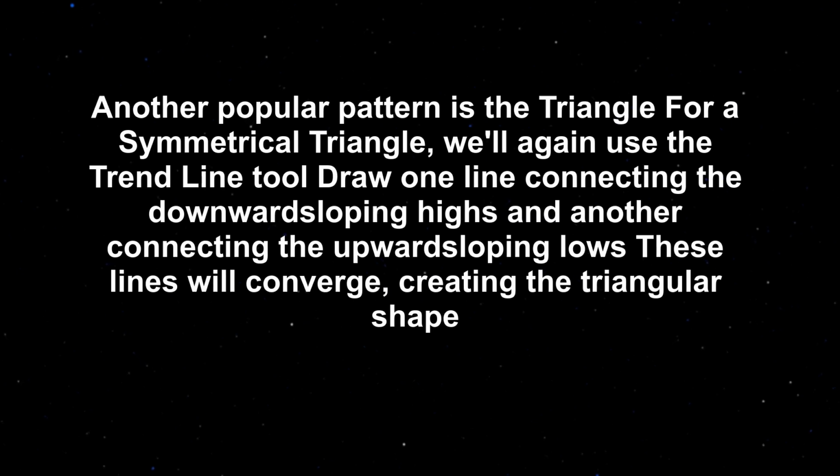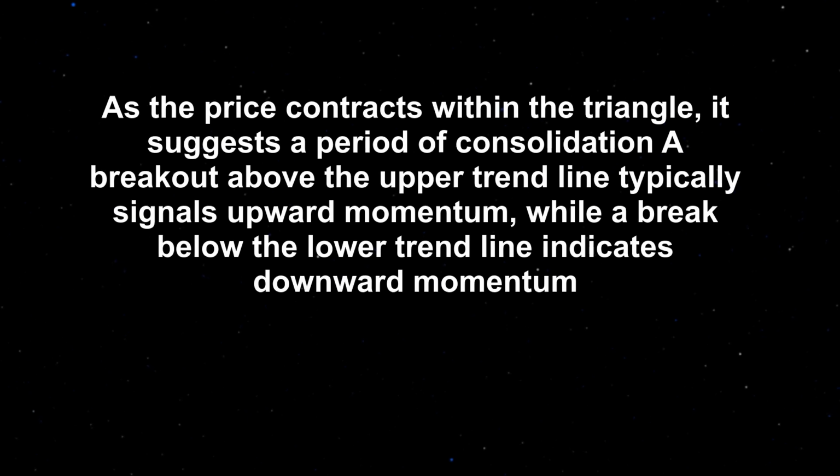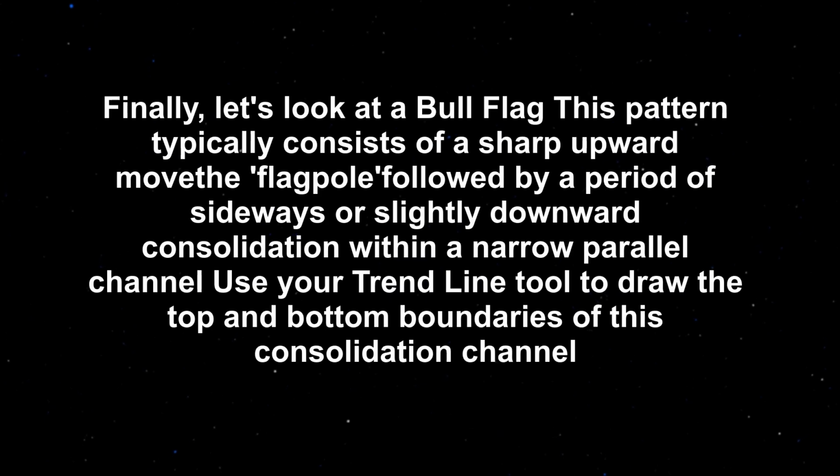Another popular pattern is the triangle. For a symmetrical triangle, we'll again use the Trendline tool. Draw one line connecting the downward sloping highs and another connecting the upward sloping lows. These lines will converge, creating the triangular shape. As the price contracts within the triangle, it suggests a period of consolidation. A breakout above the upper trend line typically signals upward momentum, while a break below the lower trend line indicates downward momentum. Finally, let's look at a bull flag.